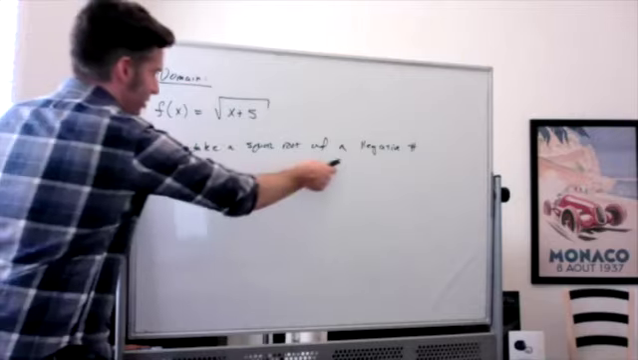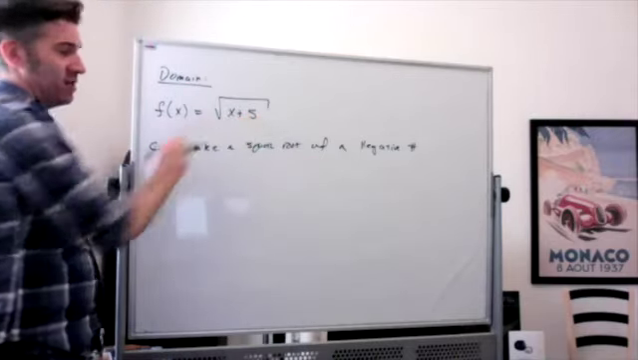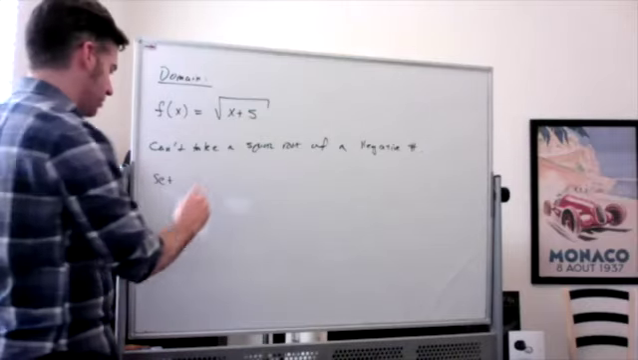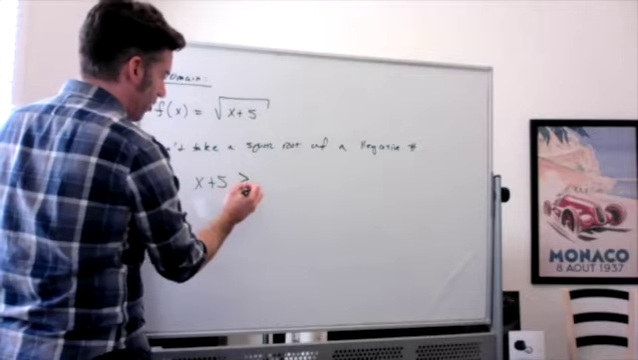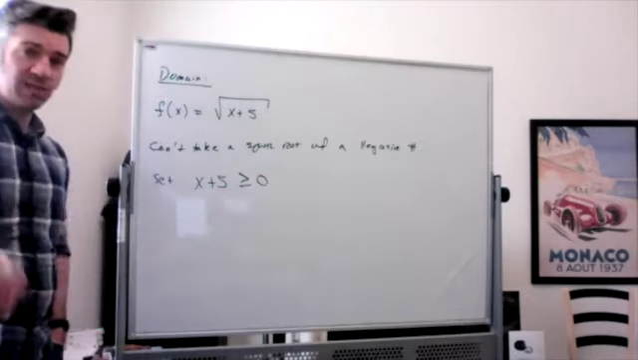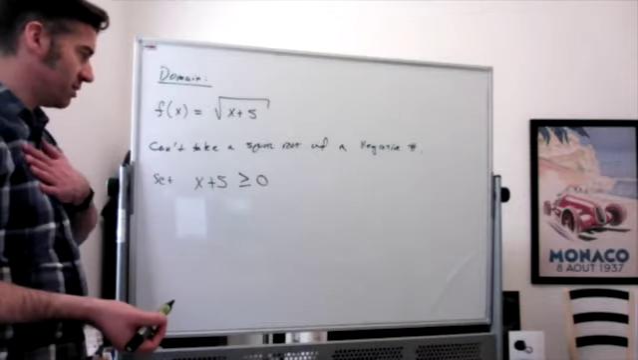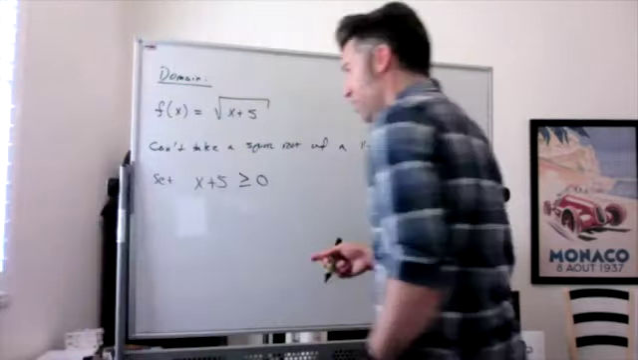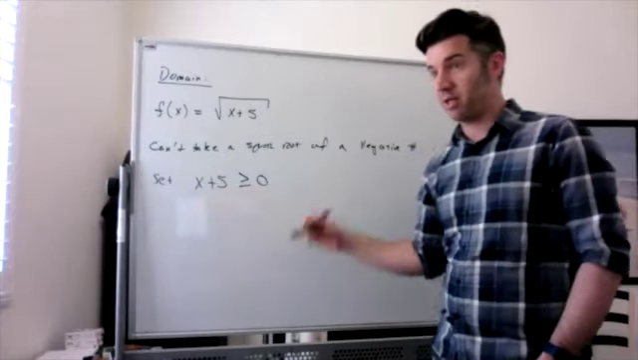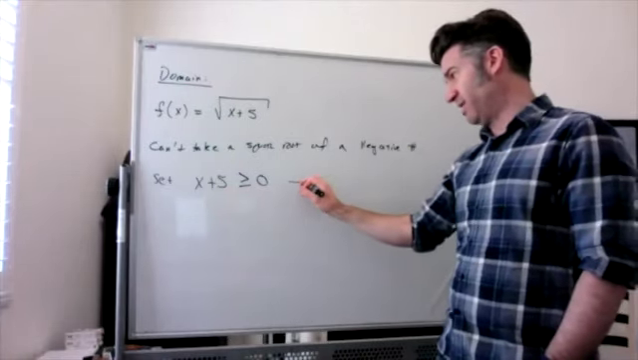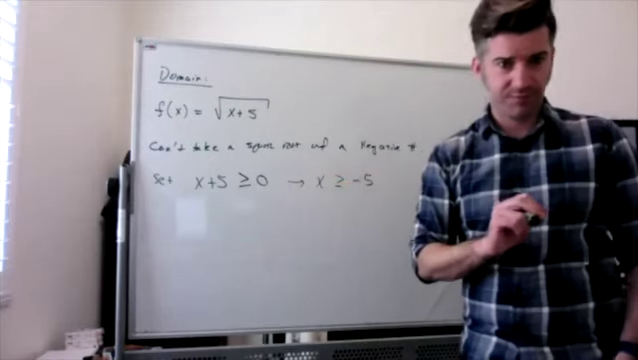So we can't take the square root of a negative, which means we're going to set the insides of the square root, or the argument of the square root, in this case x plus 5, to be greater than or equal to 0. Because it is perfectly fine to take the square root of 0. Excuse me, the square root of 0 is 0. Since it's a linear term, we can just solve for x. I can subtract 5 from both sides and get x is greater than or equal to negative 5.